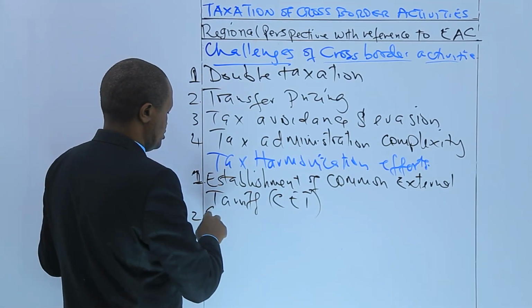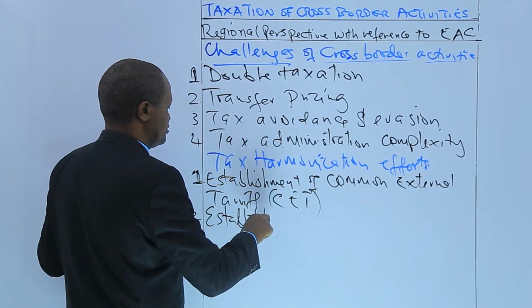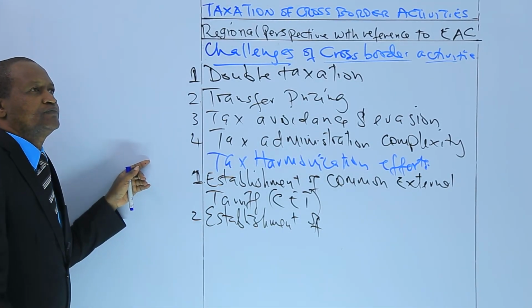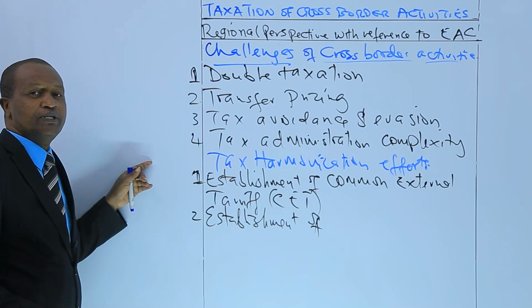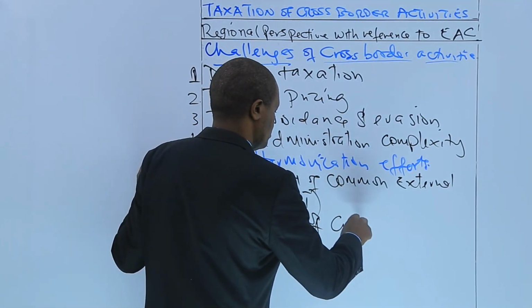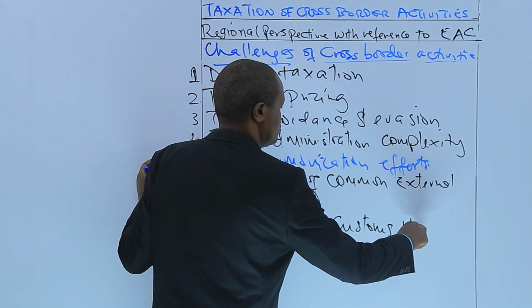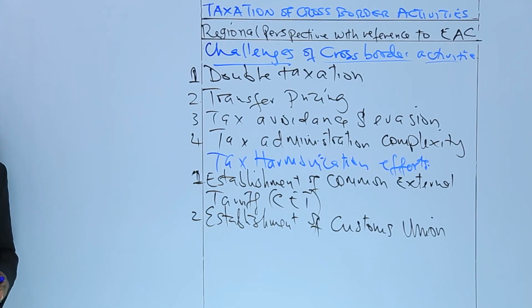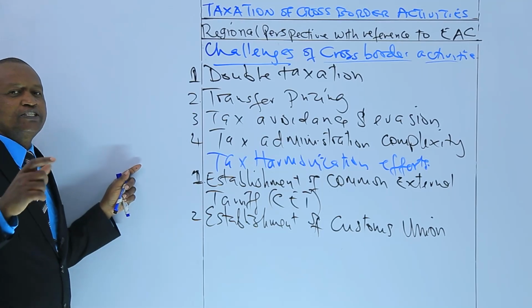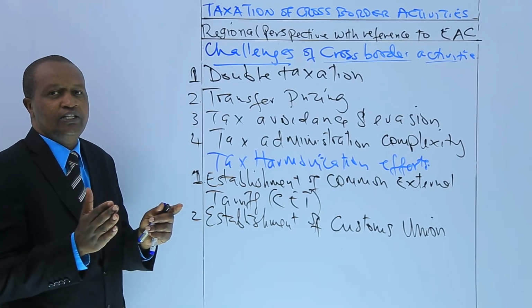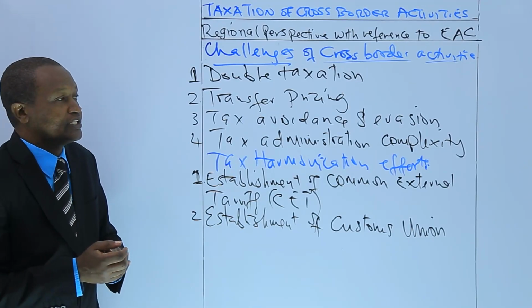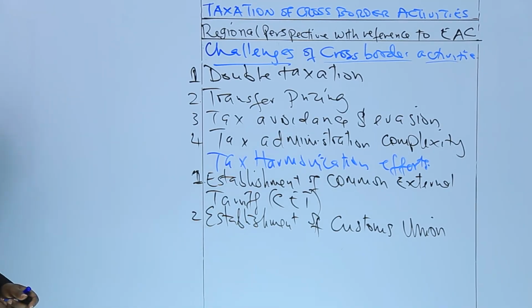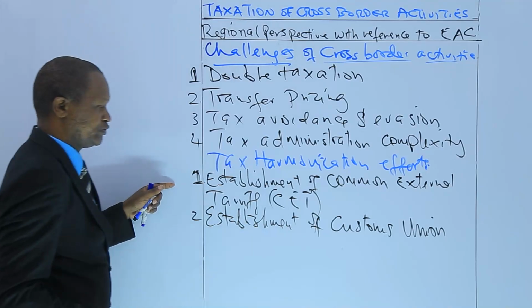2, establishment of a customs union. The East African Community Customs Union facilitates the movement of goods within the region without customs duties, and that simplifies cross-border trade and reduces transaction costs. Establishment of customs union.